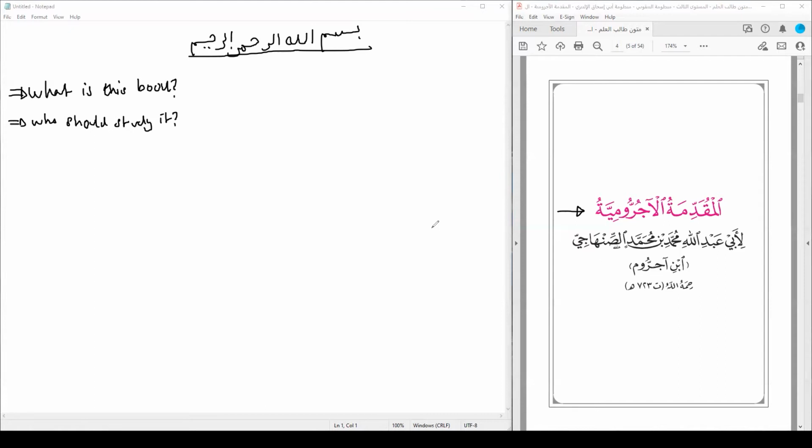So it's a book that is basically technical. So it has the technical rules of Arabic grammar. So this book is not about speaking or reading. This book is about learning the rules of Arabic grammar.